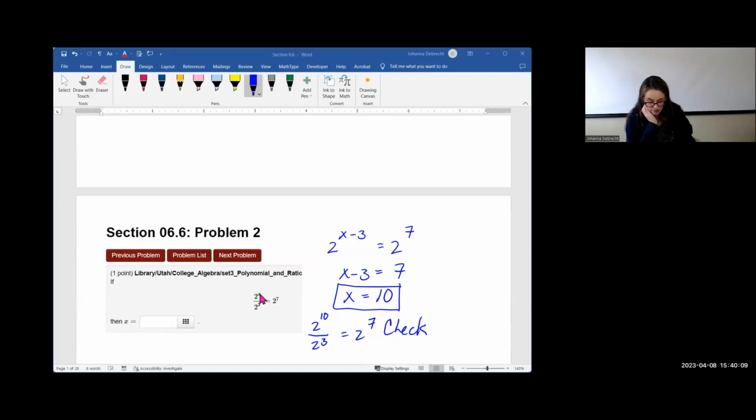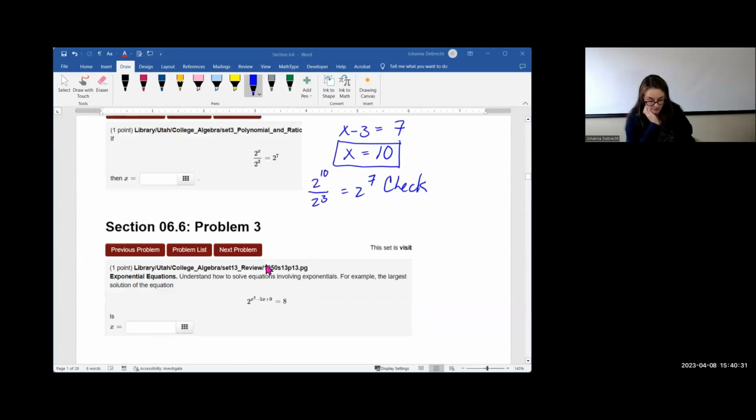I used the property for powers that when the bases are the same and we're dividing, we subtract the denominator power from the numerator. That gave me 2 to the x minus 3 equals 2 to the 7th. They're both powers of 2. The base is 2 in both cases. So I set the powers equal and solved. Then I checked to make sure it did in fact work.